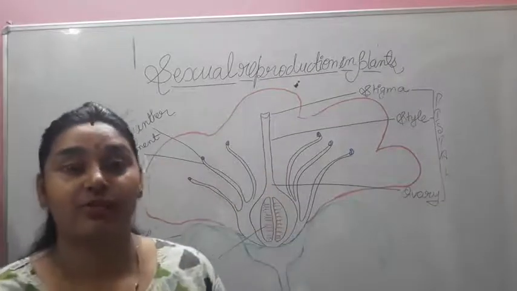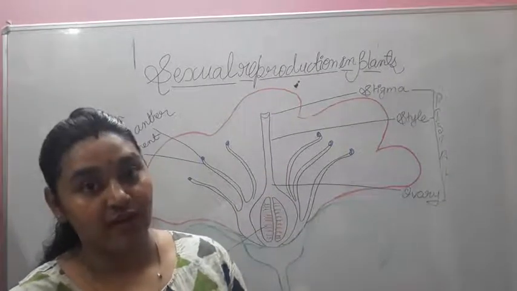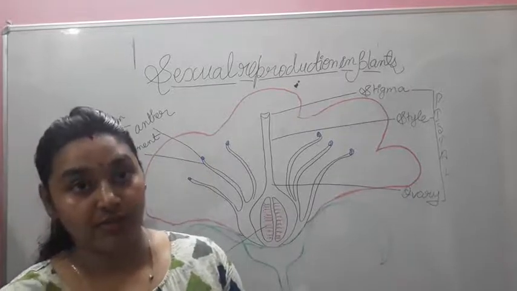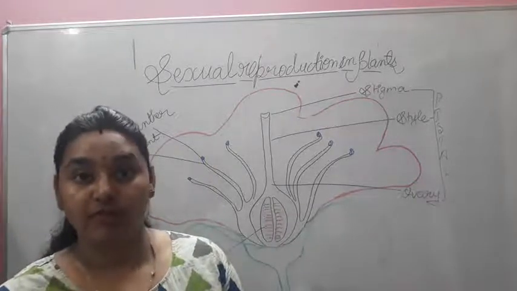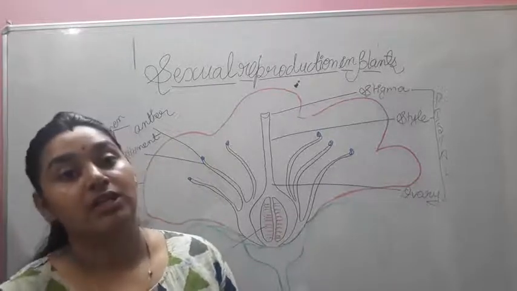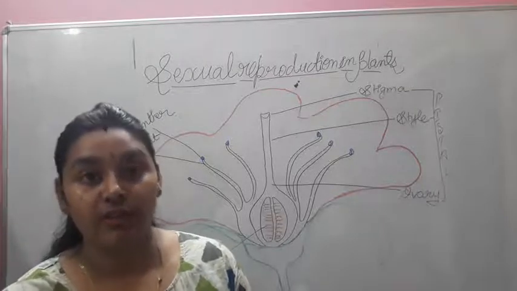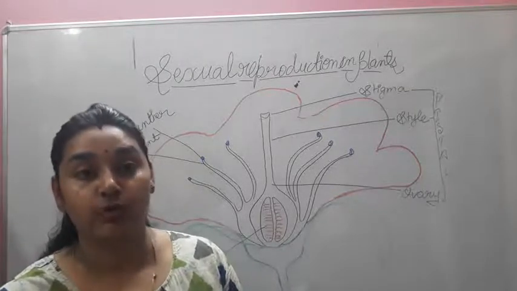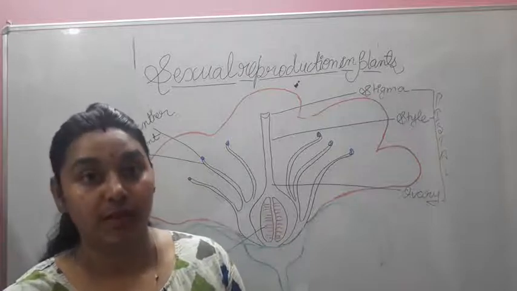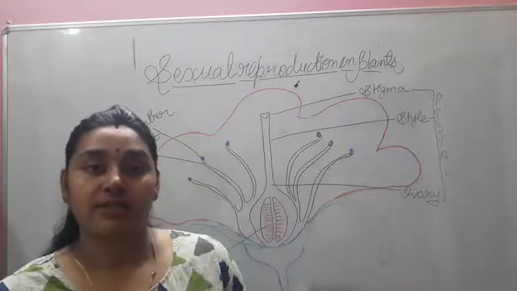Today we are going to study the next topic of our chapter, how do organisms reproduce. In this topic we are going to study sexual reproduction in the flowering plants, or you can say, how does sexual reproduction occur in the flowering plants. So let us see that.